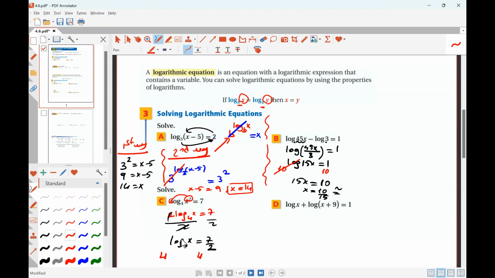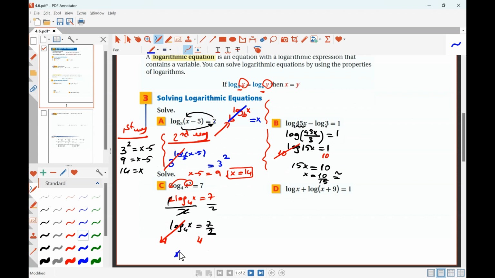So 4 and the log base 4 will cancel each other. I will be left with x on the left, and on the right, 4 to the power of 7 over 2. You can use your calculator: type 4 to the power of, in a parenthesis, 7 divided by 2. It is a way, but don't forget to use the parenthesis. You will make a huge mistake if you don't. That's a way. Another way, you can simplify it by hand.